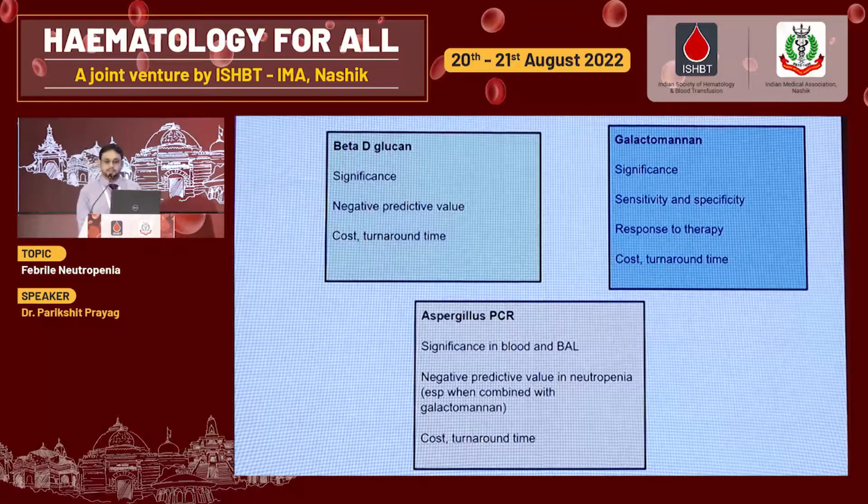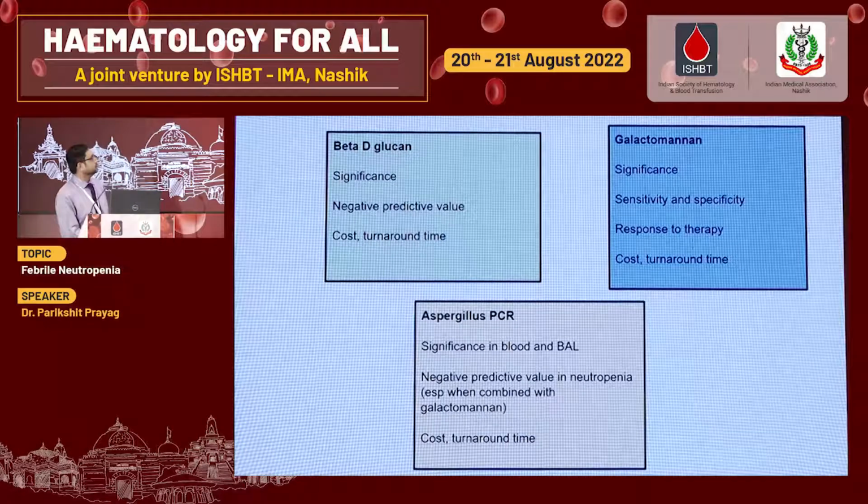So what is the utility? The utility is that in a neutropenic setting, its sensitivity is fairly high. So what is important is that in a patient with febrile neutropenia, if I have a galactomannan plus an Aspergillus PCR, which are both negative, then I can fairly certainly say that this patient is unlikely to have aspergillosis.